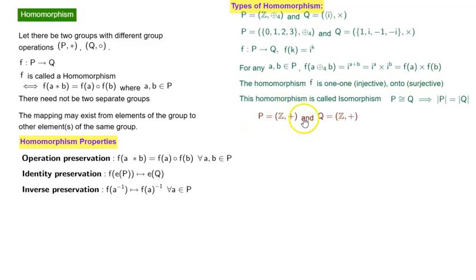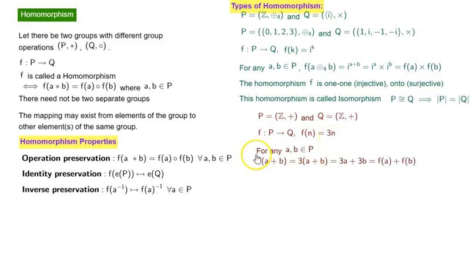We could have treated it as a single group itself, because here also it is a set of integers, here also it is under addition. Now, we have a homomorphism which maps P to Q by this function: F of n is equal to 3n.